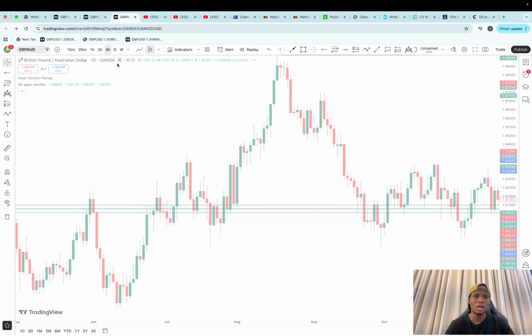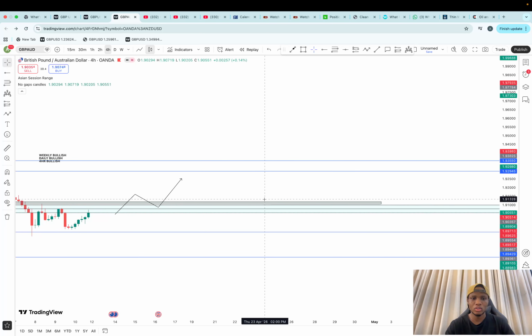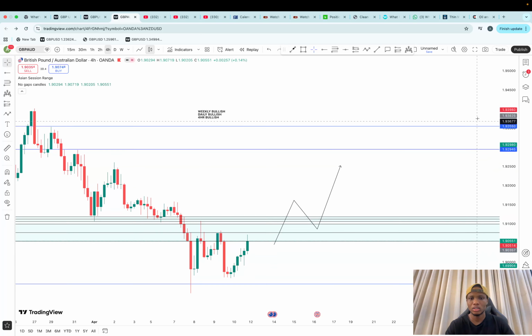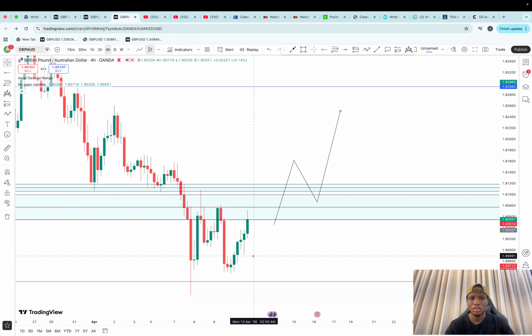Coming down to the 4 hours, 4 hour is also bullish on this market. We are having this as our 4 hour bullish. This is higher high, higher low, lower low, lower high.